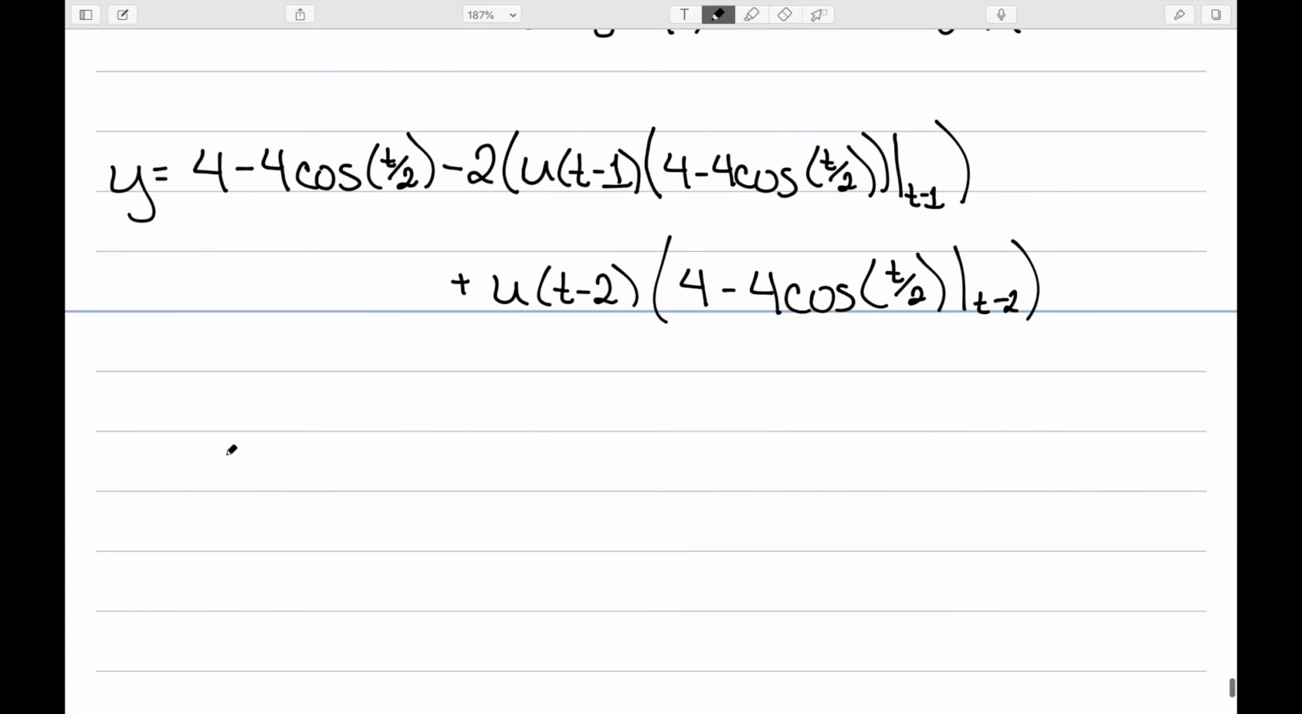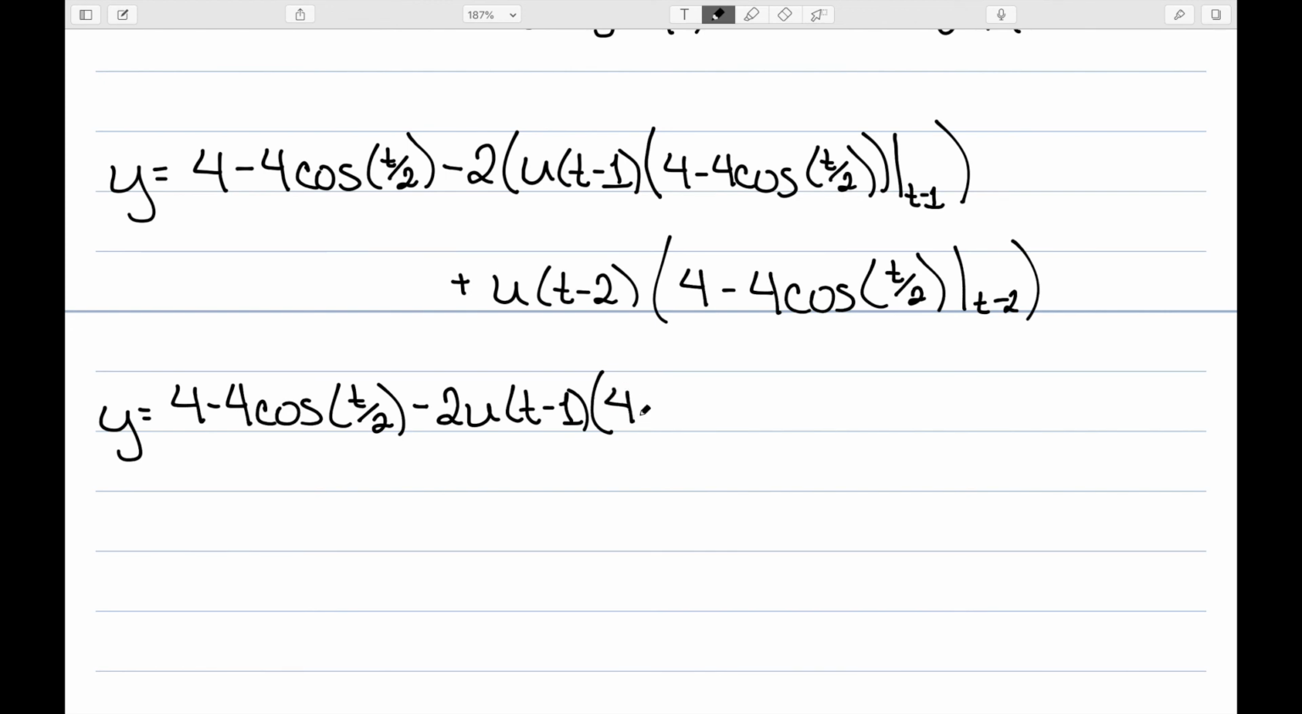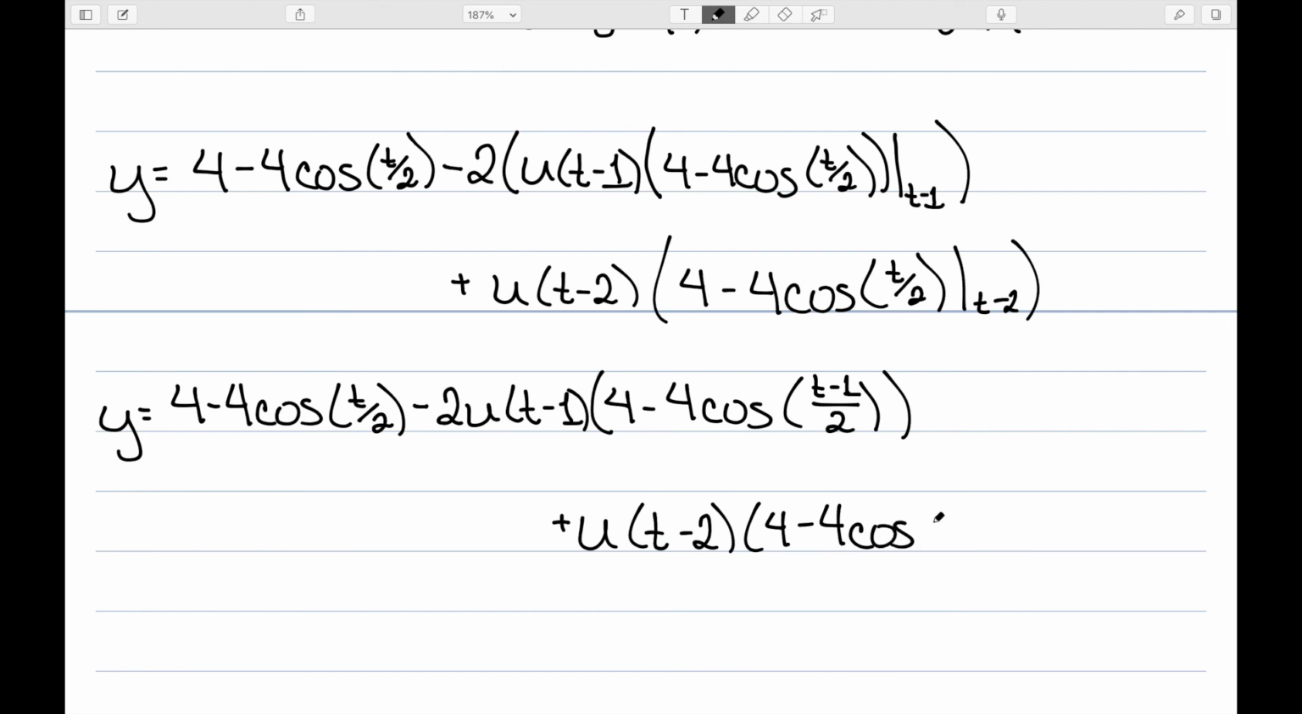So as we go through and do this, we have 4 minus 4 cosine t over 2, minus 2u of t minus 1 times 4 minus 4 cosine. Instead of t, I'm going to write t minus 1 over 2, plus u of t minus 2 times 4 minus 4 cosine, and instead of t, I write t minus 2 over 2. So now I have the full solution.